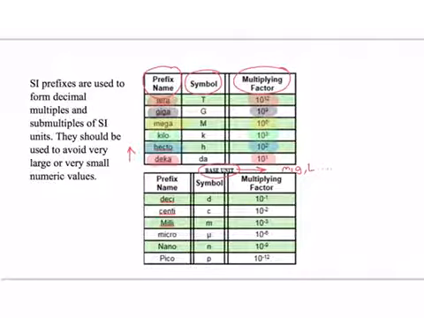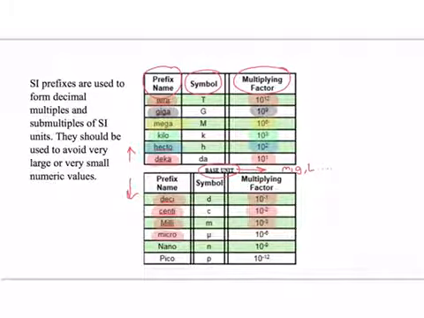Now let's go to the smaller prefixes. Here deci means 1/10. The symbol is d. Centi, 10 to the power -2. The symbol is small c. Milli, 10 to the -3.